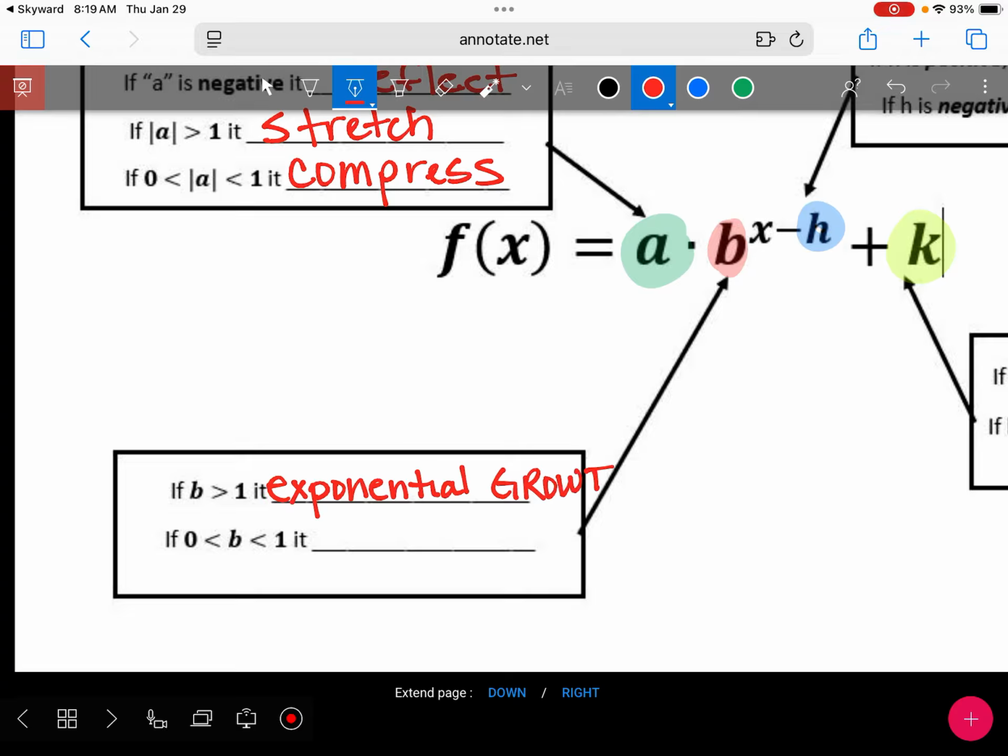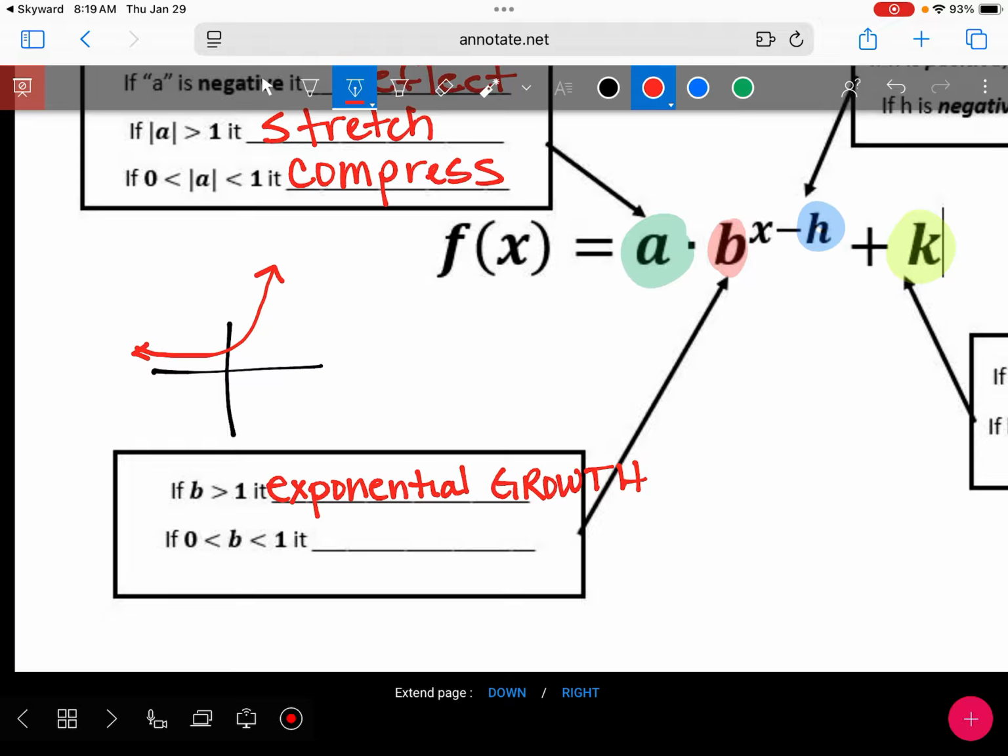And would you agree that if something is growing, that means it's getting bigger? So that means it's going to increase. This is what an exponential growth graph would look like. Go ahead and sketch it. This is what it looks like. A backwards L. That's the growth graph.